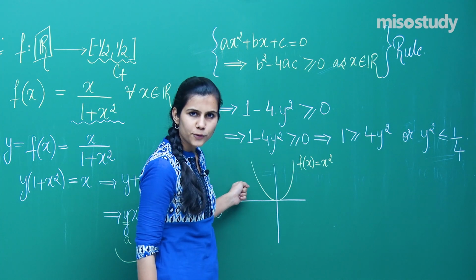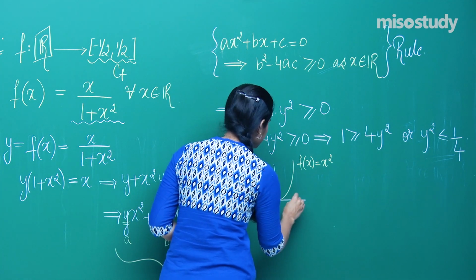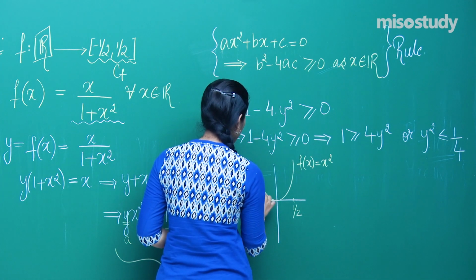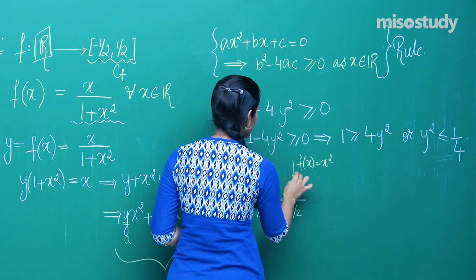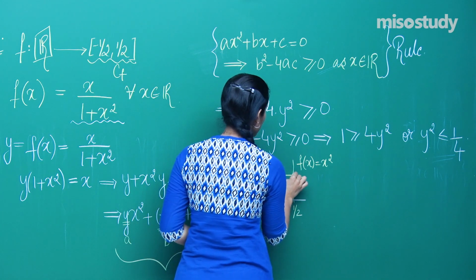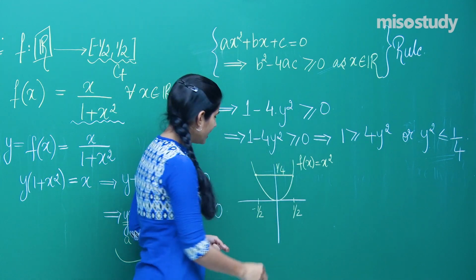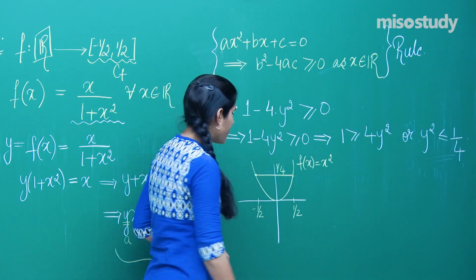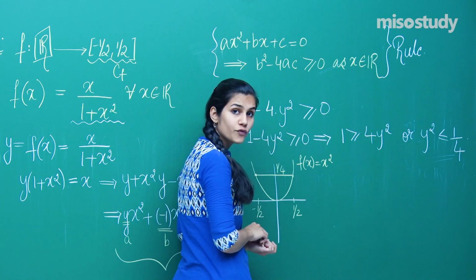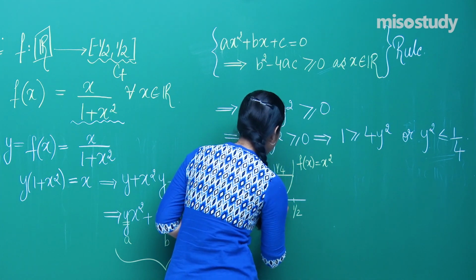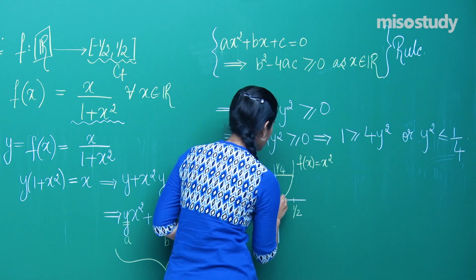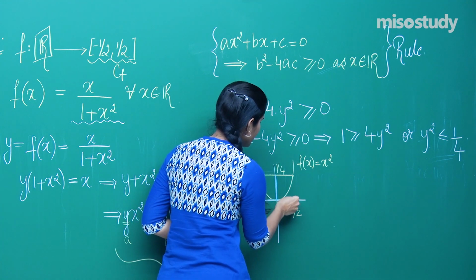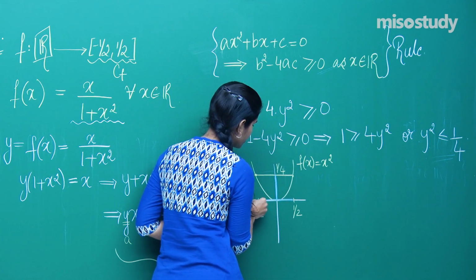I am just using the concept of graphs to explain to you that at minus 1 by 2 and at 1 by 2, at both the points the function obtains the same value, which is 1 by 4. Minus 1 by 2 square is also 1 by 4. 1 by 2 square is also 1 by 4. And that means if I want the values of y to be between 0 and 1 by 4, this can only happen when the values of x are between minus 1 by 2 and 1 by 2.